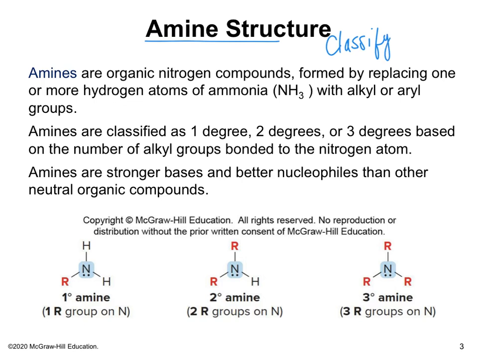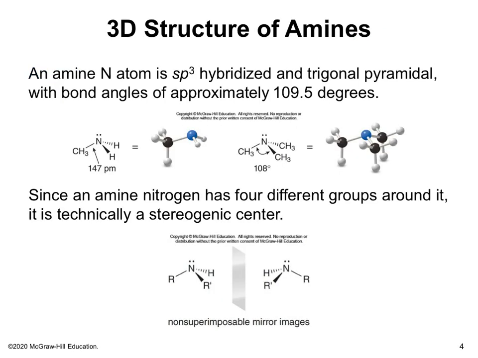So if the nitrogen is bonded to only one carbon and there's two hydrogens, it's a primary amine. If there's only one hydrogen, there's two carbons, it's a secondary amine. And if there's no hydrogens bonded to the nitrogen, it's going to be a tertiary amine. You've been using amines as nucleophiles. So nucleophiles have a lone pair. They are weak nucleophiles because there's no negative charge.